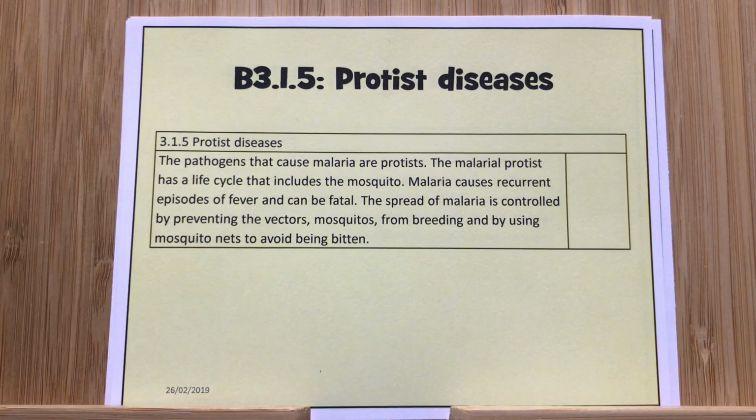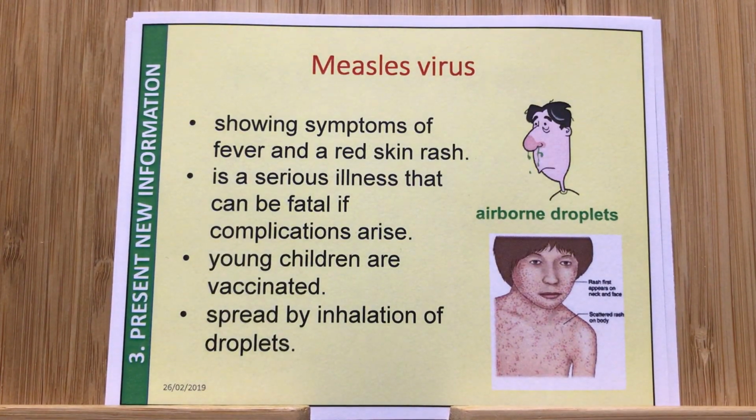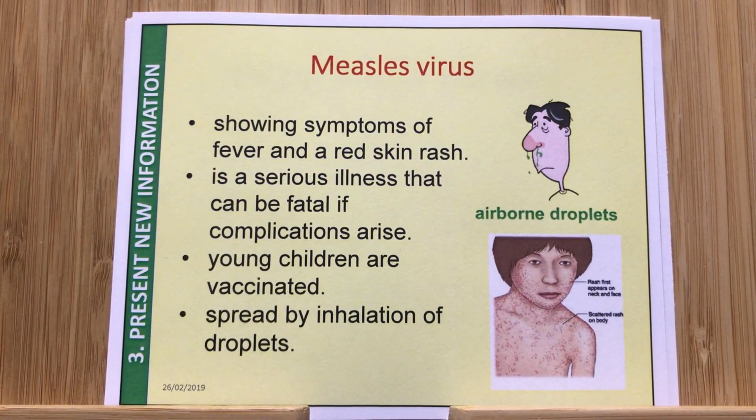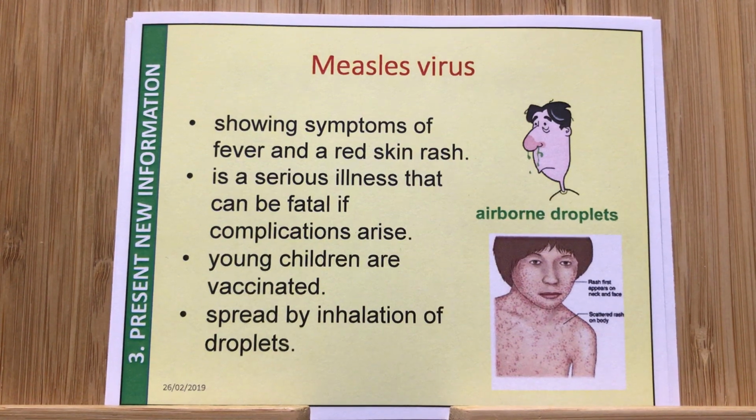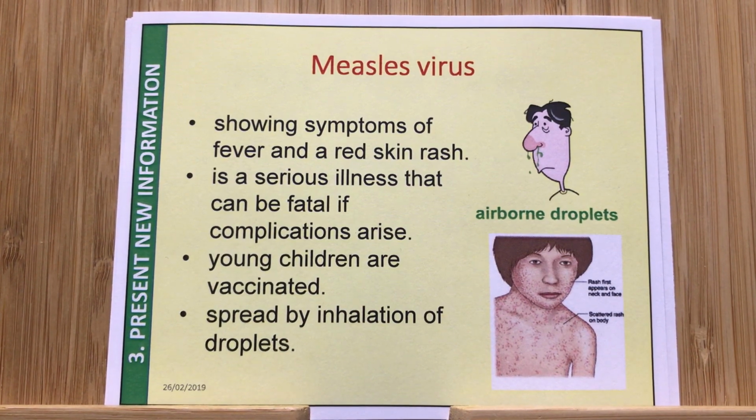Let's start with the measles virus. Okay, so this is a virus. Symptoms include fever and a red skin rash. It's passed on through airborne droplets. Okay, so someone might sneeze in the air, somebody else breathes in those particles, and it's passed on to them. It can be very serious. It can be fatal, meaning it can take a person's life, and young children are usually vaccinated.